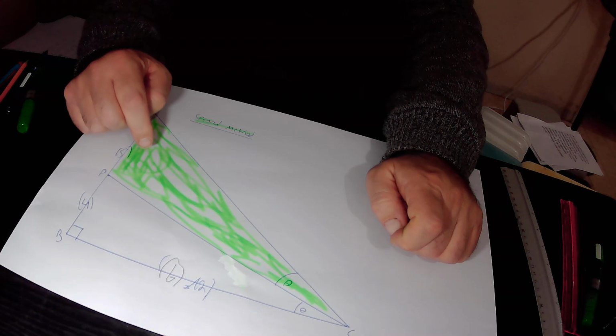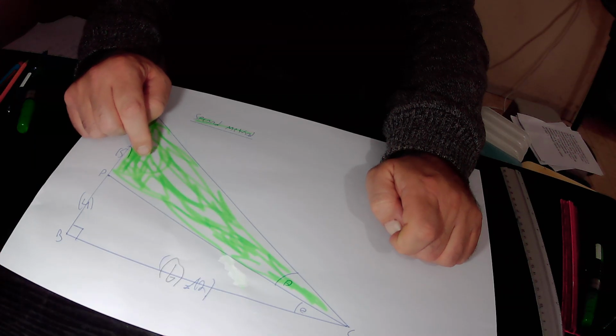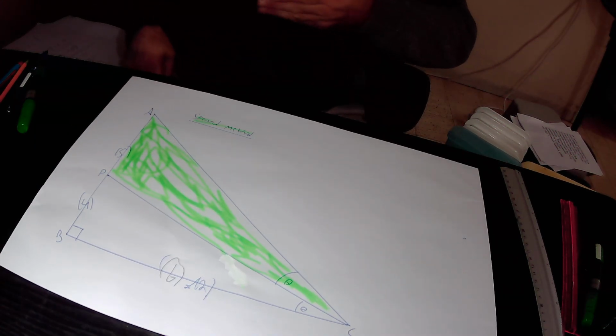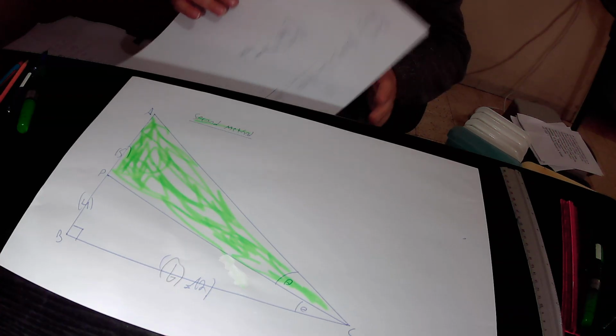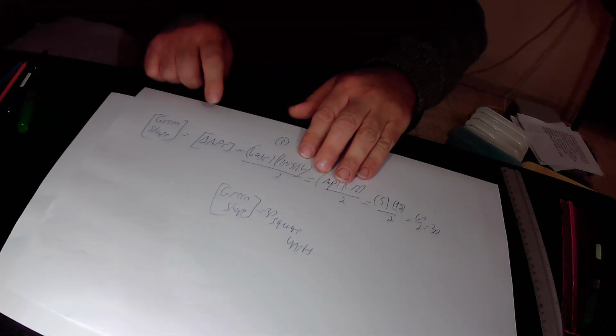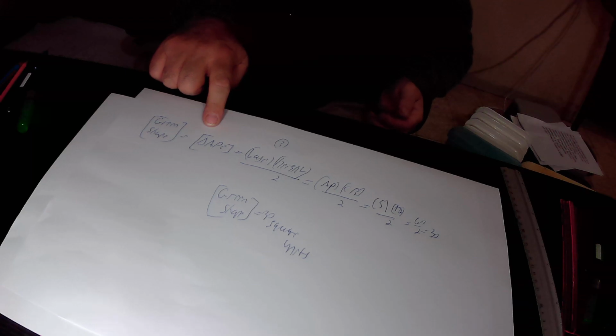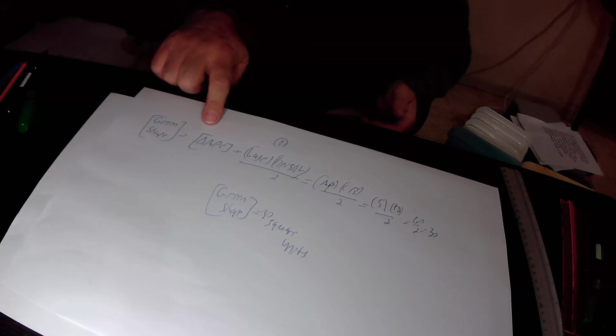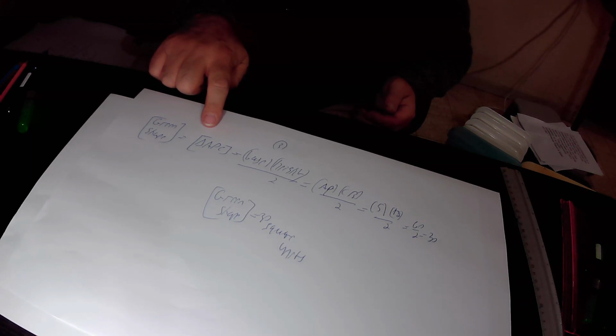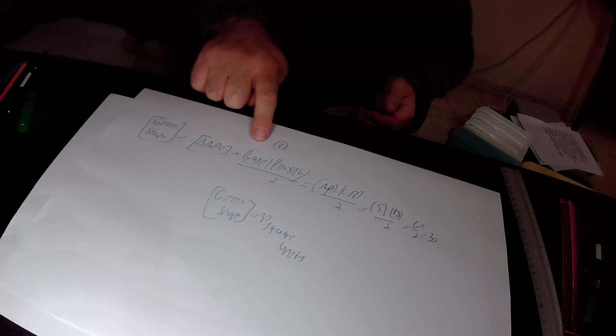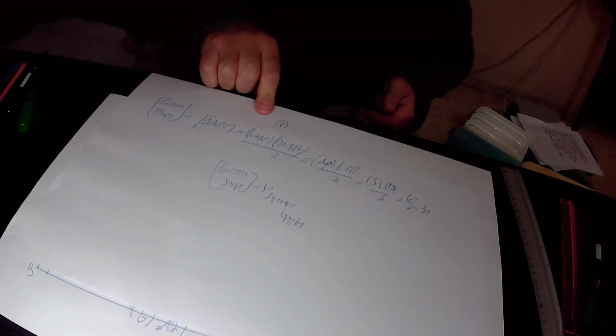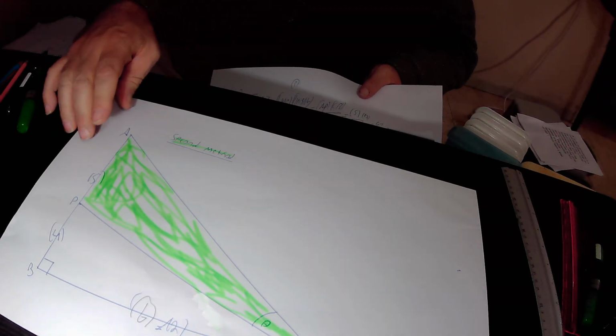Our task is to find the area of this green shape, the green triangle ABC. What is the area of the green triangle ABC? We know that the area of a triangle equals the base times the height over 2. We choose the base of this green triangle ABC as AP.